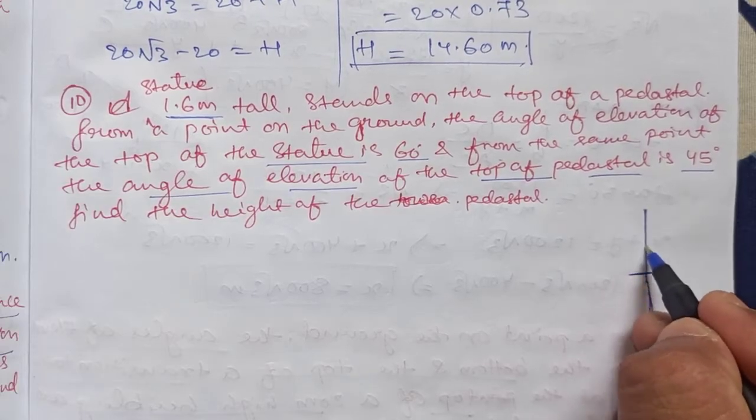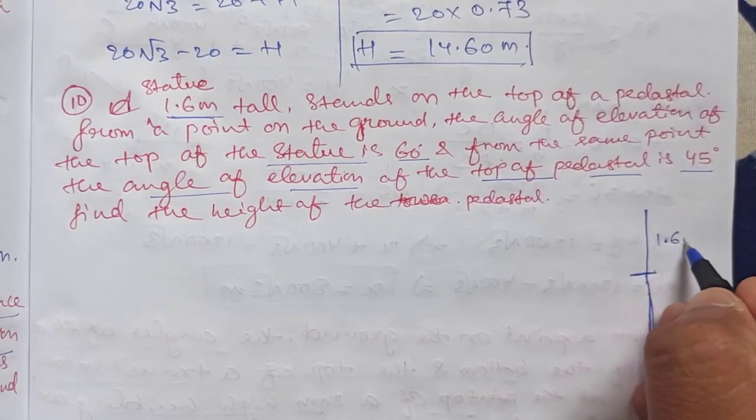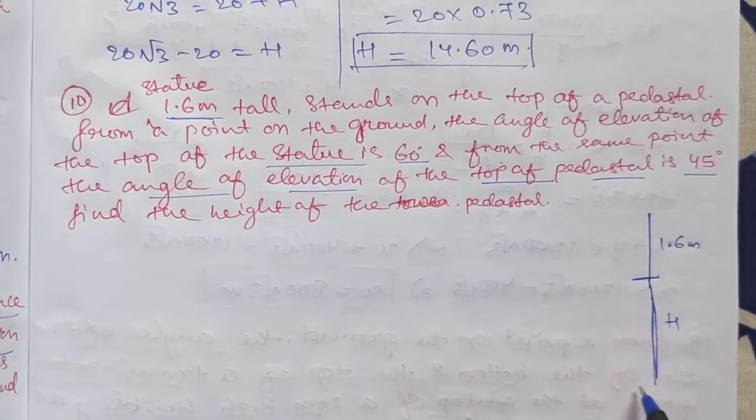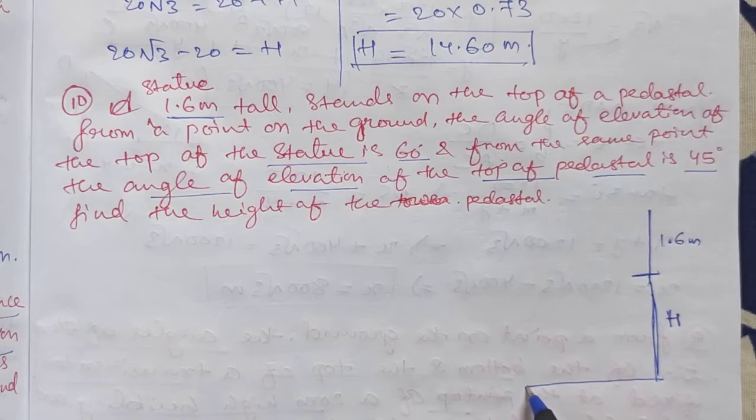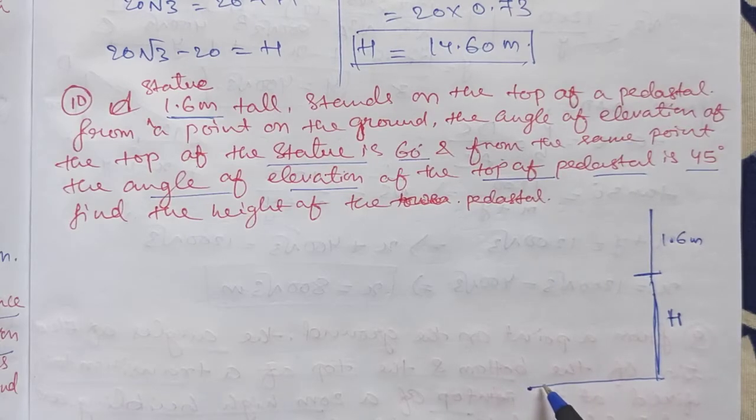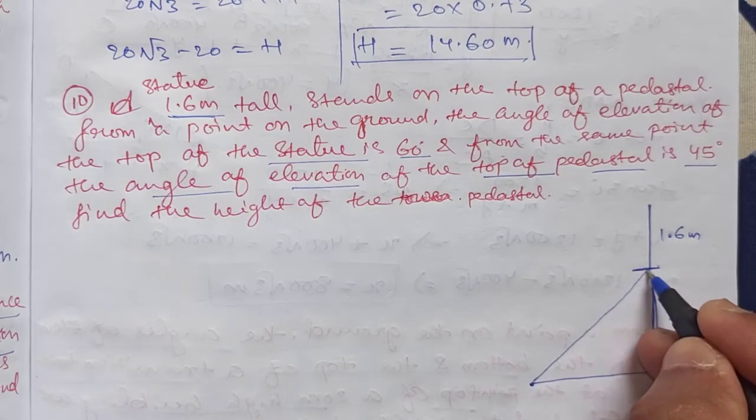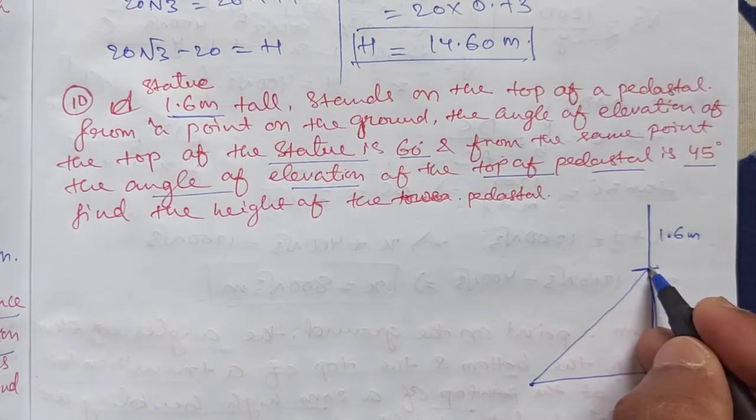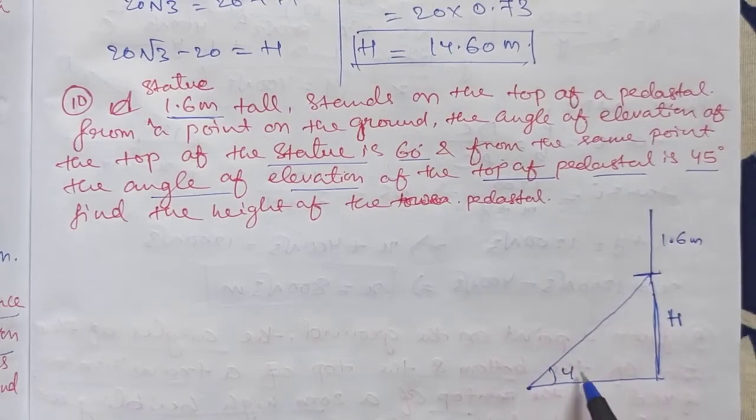This is the height of the statue. It is given 1.6 meter. This is the height of the pedestal. This much is the distance. Here is the point situated from where we are seeing the angle of elevation. This is the angle of elevation of the top of the pedestal. Top of the pedestal is 45 degree.